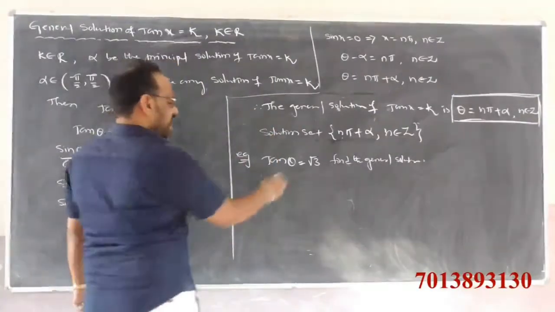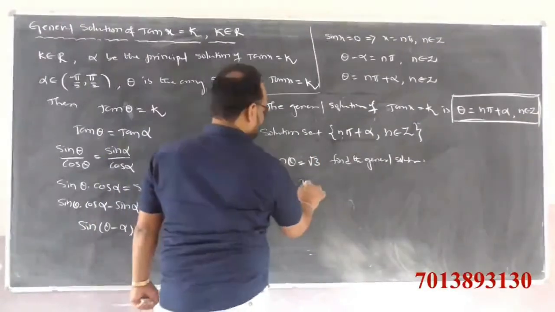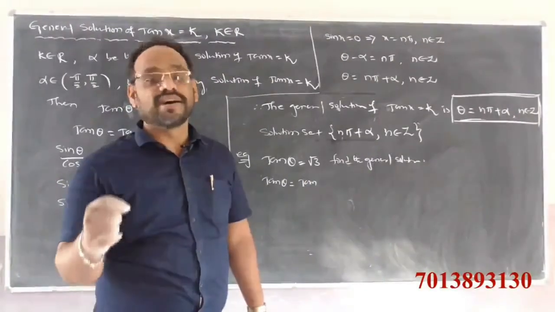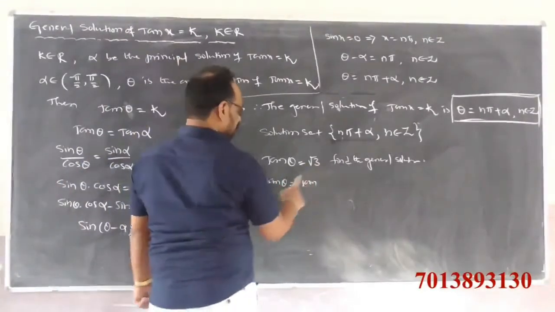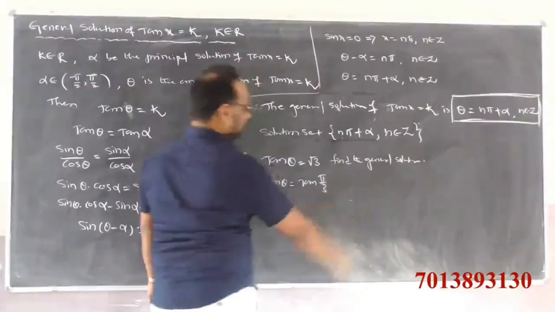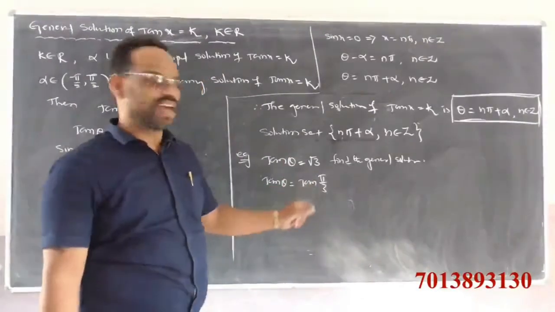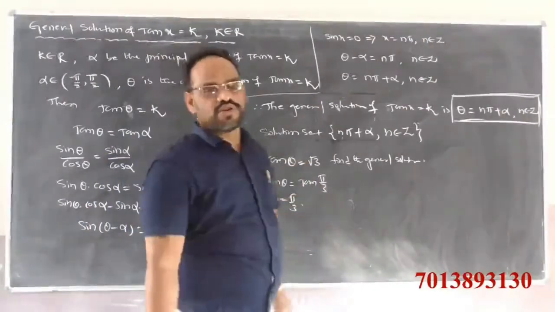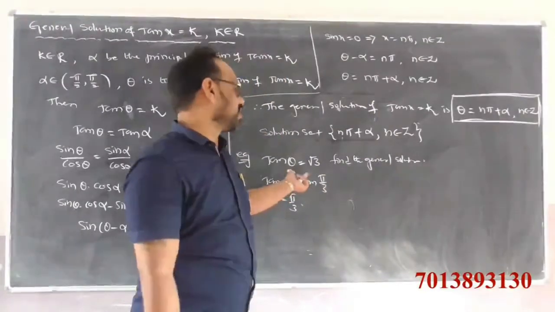So tan theta equals root 3 can be written as tan 60, since the tan 60 value is clearly root 3. Tan 60 means pi by 3 radians. Tan theta is equal to tan pi by 3. Clearly theta is equal to pi by 3 is the principal solution of the given trigonometric equation.